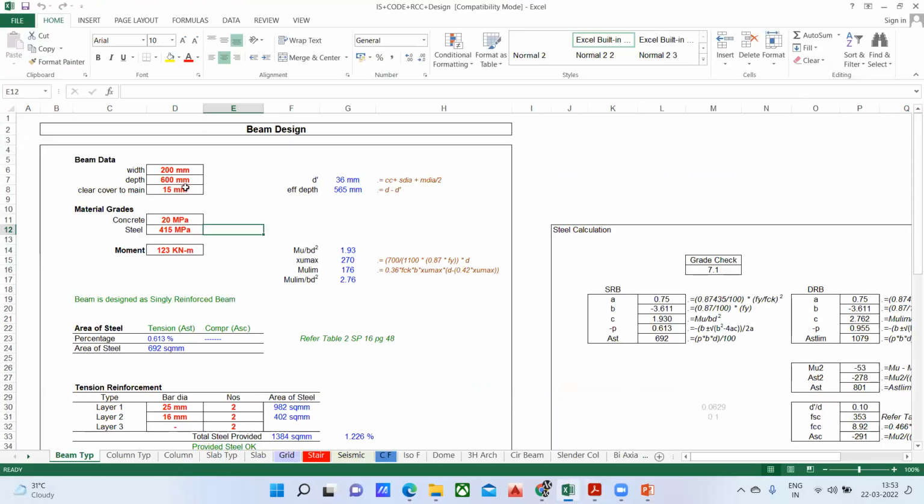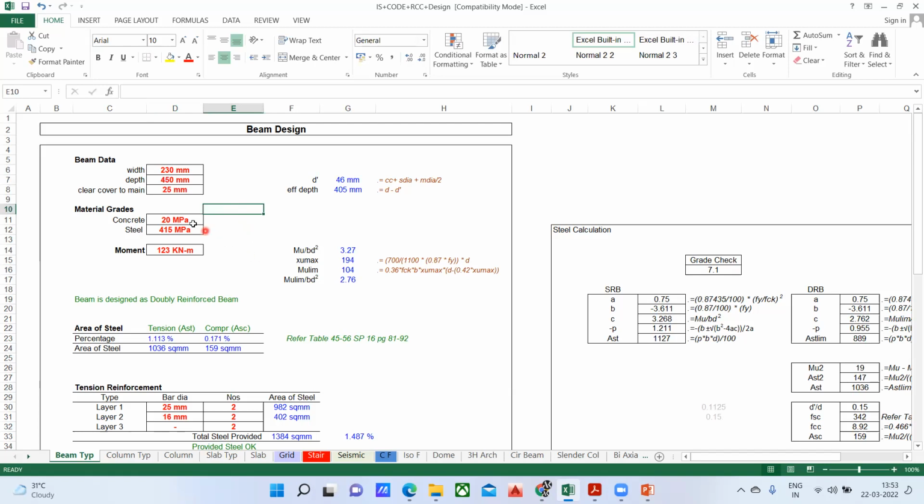Now let us consider I'm taking a beam size. Okay. So you have to give an input here. Let us say the width of my beam is 230. I'm taking some random numbers. And let us say the depth of my beam is 450. Got it? So two inputs I have done, 230 and 450. So clear cover for the beam, usually we keep it as 25 mm. I'll keep it as 25 mm here.